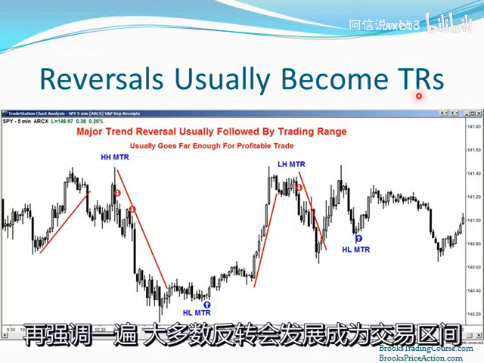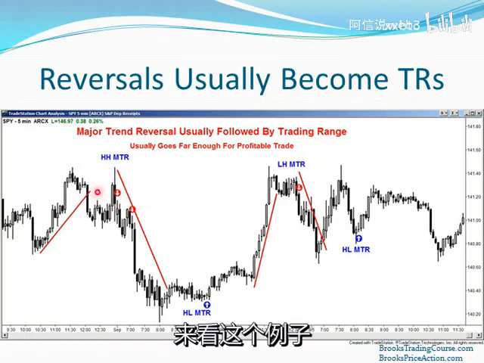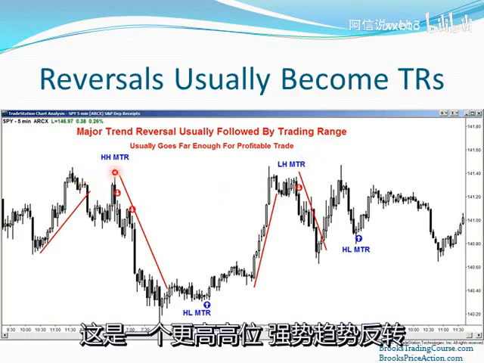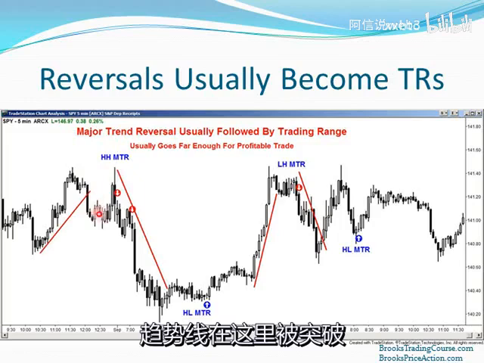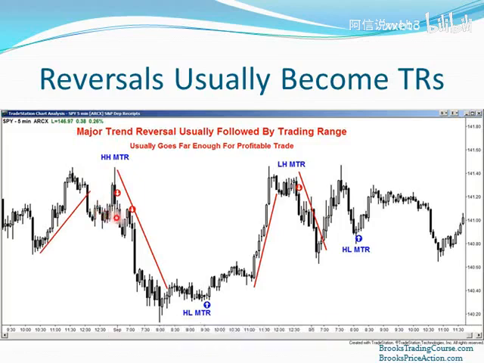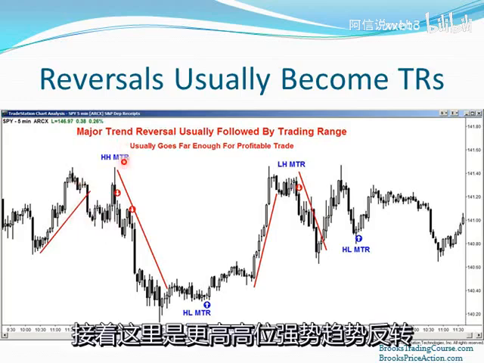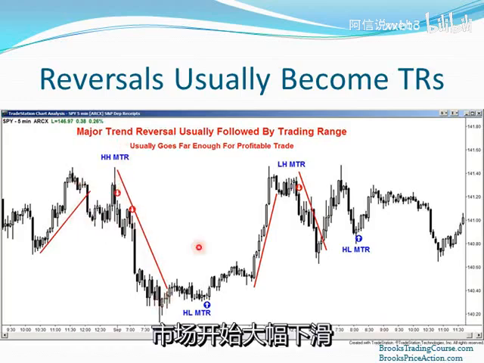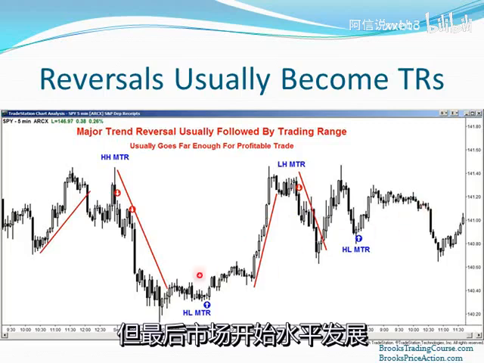Again, most reversals usually become trading ranges. So for example, here's a higher high major trend reversal, a trend line break. I don't have the moving average drawn in here simply to simplify the chart. So we got a trend line break, a higher high major trend reversal. The market trades down, but we ultimately go sideways.